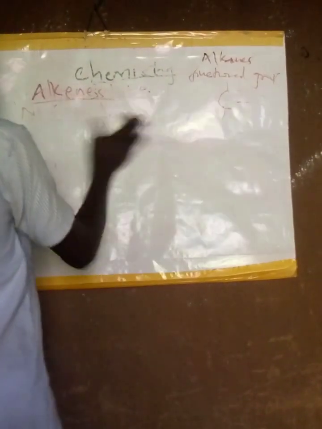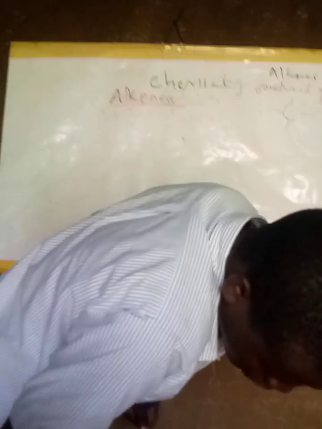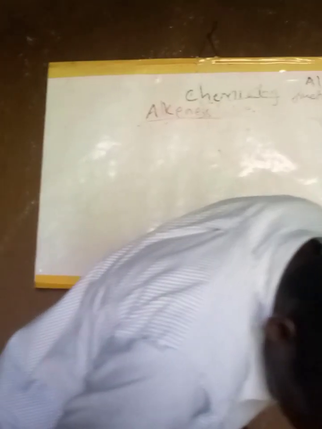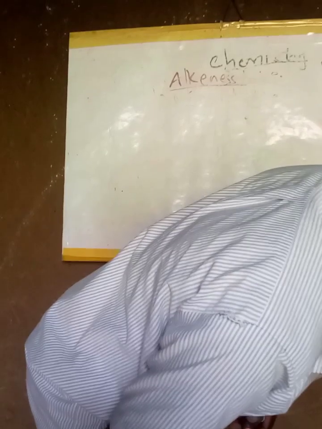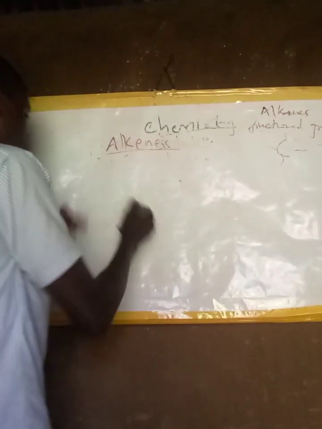So that is now nomenclature, as simple as that. There's nothing else to add. That is now the nomenclature of alkenes. The rules are the same.